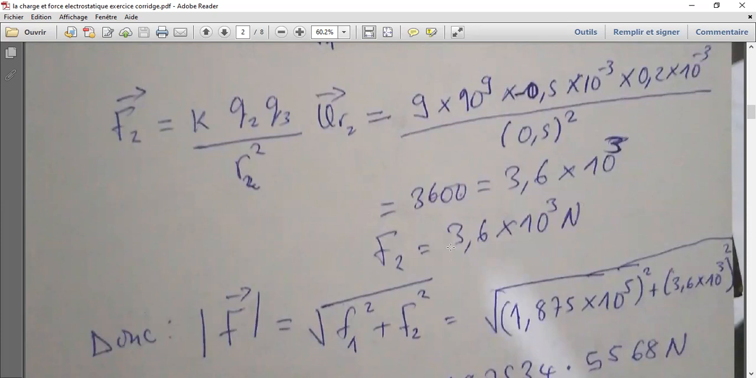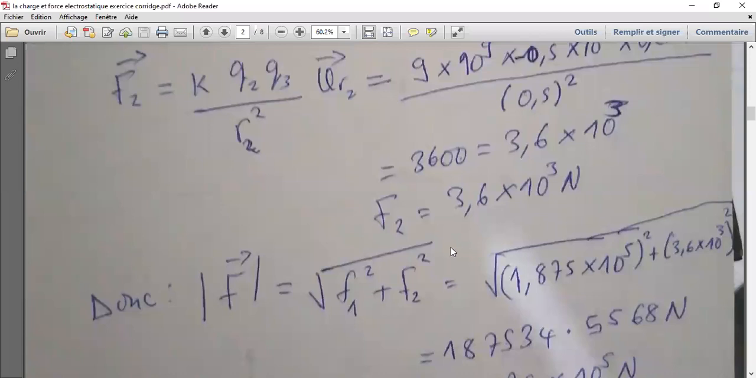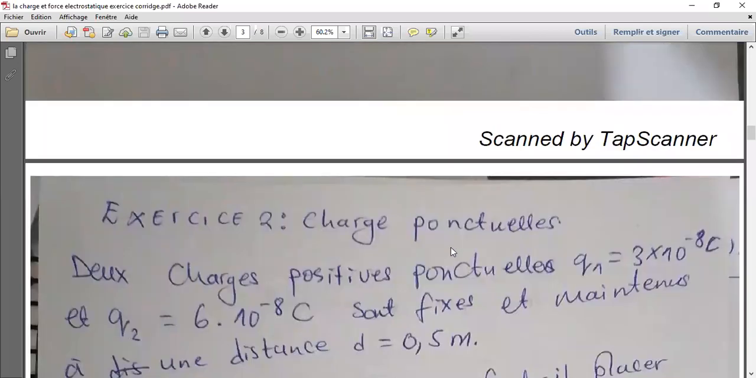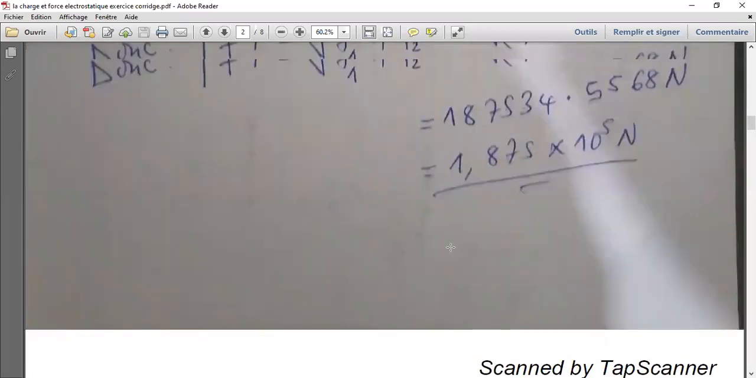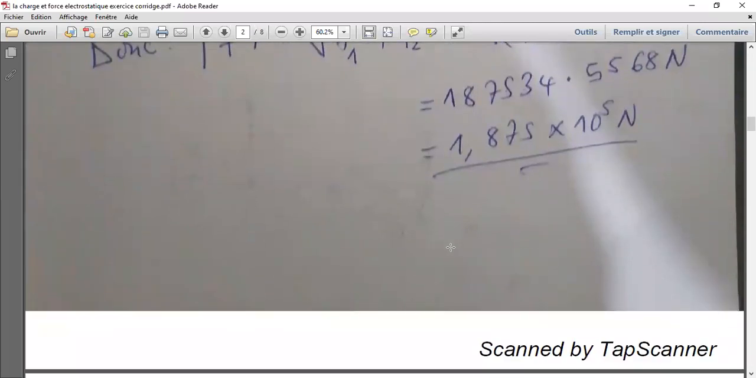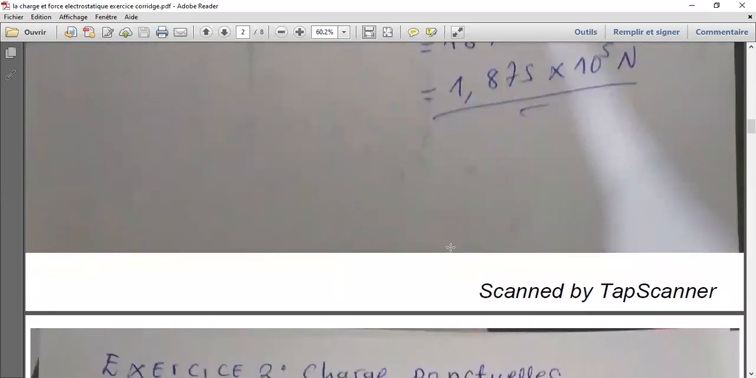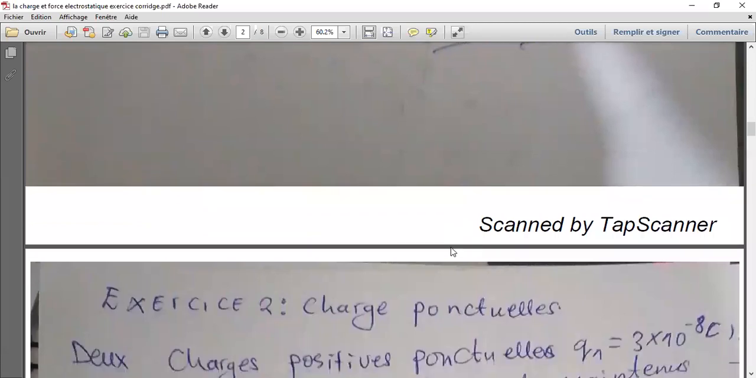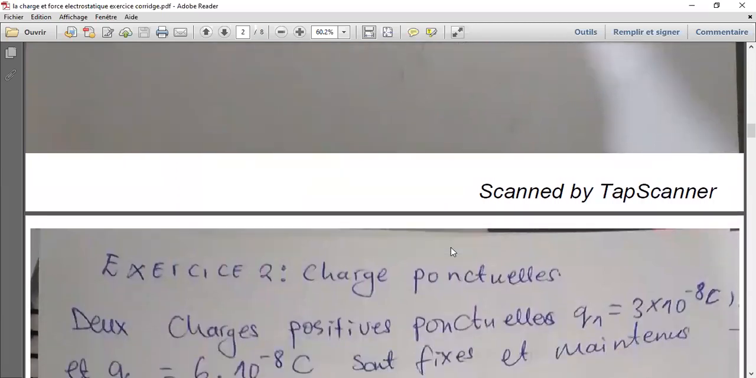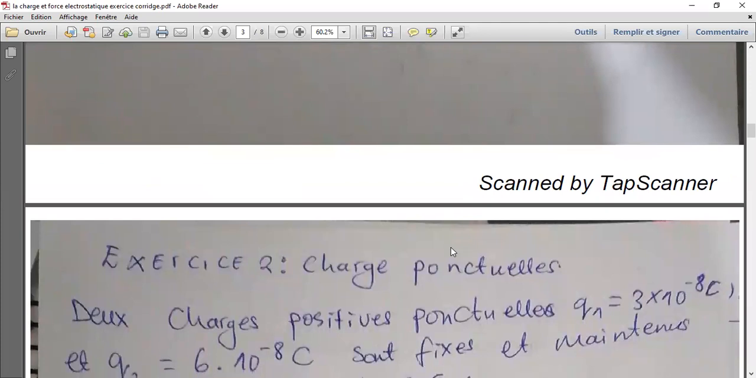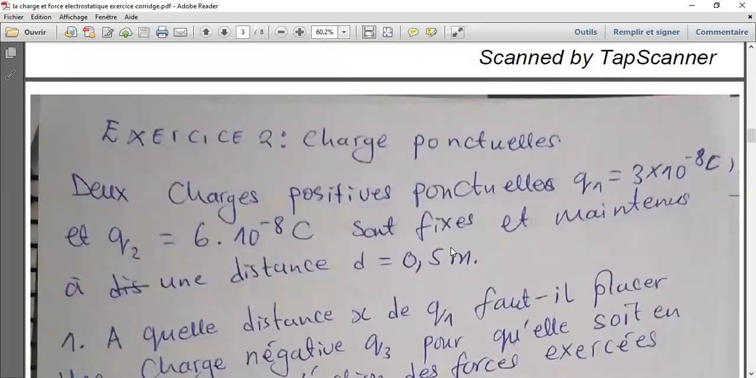Yes, it's clear. Okay, so we're going to go to exercise 2. Exercise 2, we're still on charge punctual. Charge punctual is a charge which you can identify, which you can point out. For example, the ones you are seeing here are charges on a fixed point. You know where they are. They are identifiable, you can easily point them out. So we're going to go to exercise 2, which is the charge punctual.